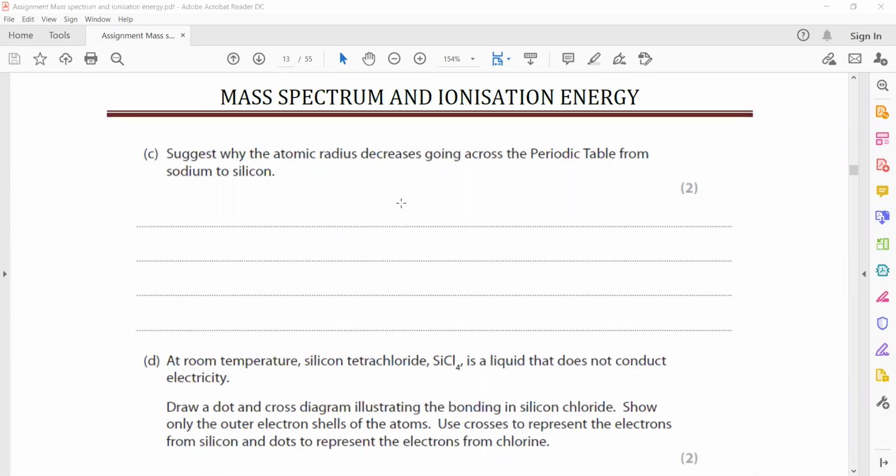Suggest why atomic radius decreases going across the period from sodium to silicon. When we move across the period from sodium to silicon, we observe that sodium is larger in size, then magnesium is smaller, aluminium smaller, and it keeps getting smaller. What is the reason why the size is decreasing across the period?